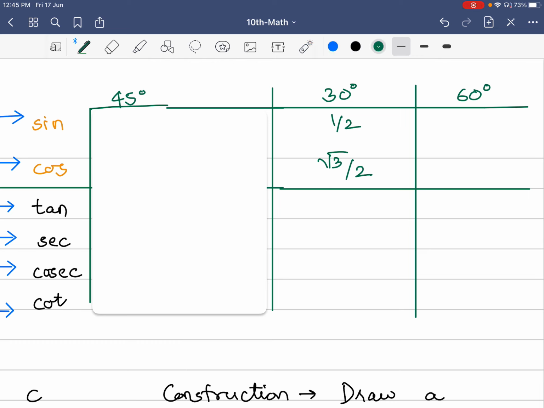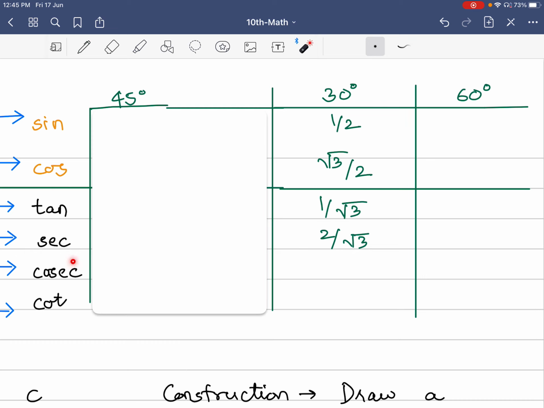Let's do it quickly. Tan 30 is sine 30 divided by cos 30. So that is going to be 1 by root 3. These two denominators 2 will cancel each other. Now sec 30 is going to be the reciprocal of cos. Sec 30 is equal to 1 upon cos 30. So we just want to find the reciprocal of this. That is going to be 2 by root 3.